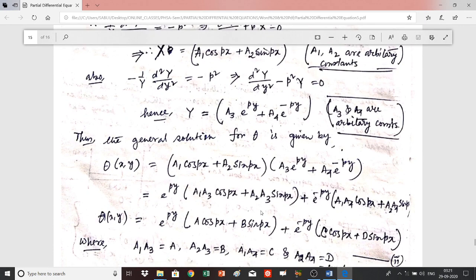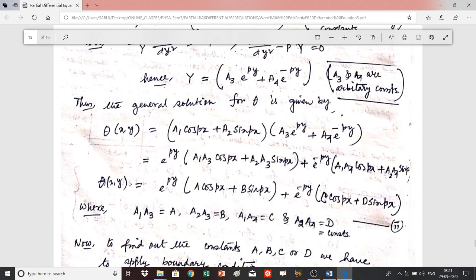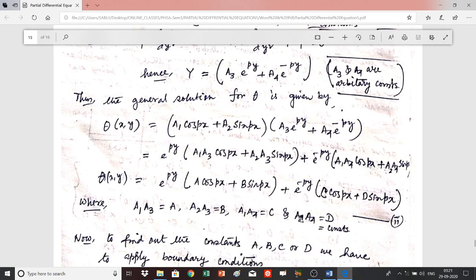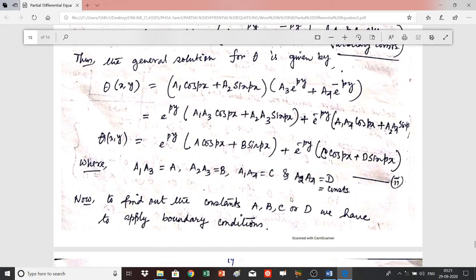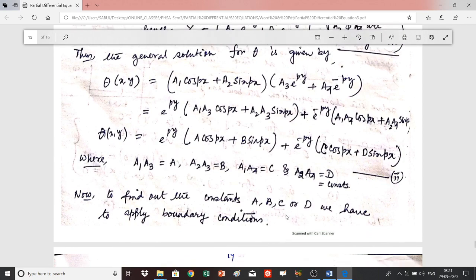Finally from here you can write theta(x,y) is equal to this, where a1, a2, all these constants are given. Now to find the constants a, b, c and d in this expression, we have to apply the boundary conditions.